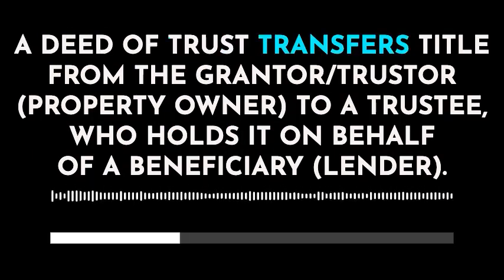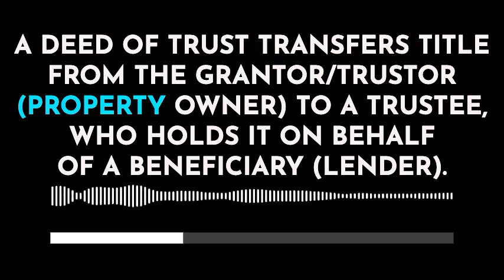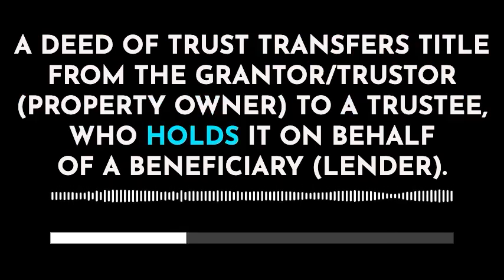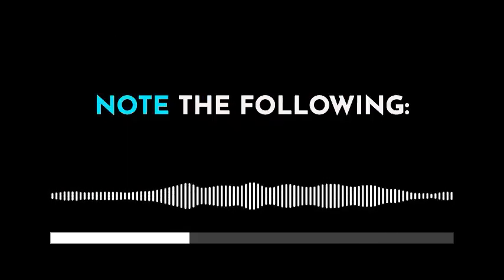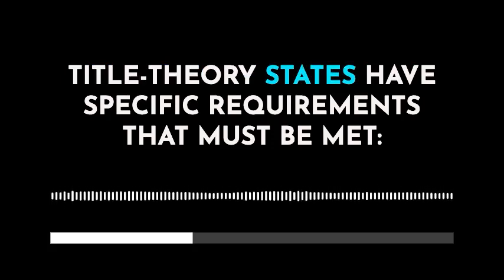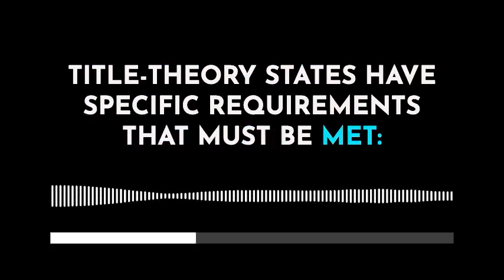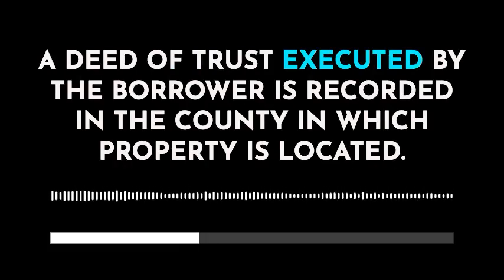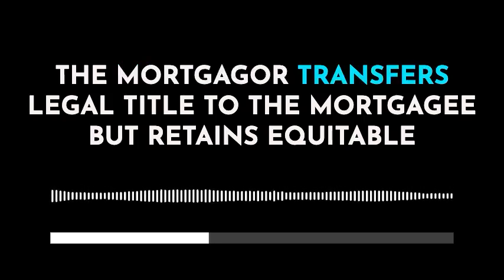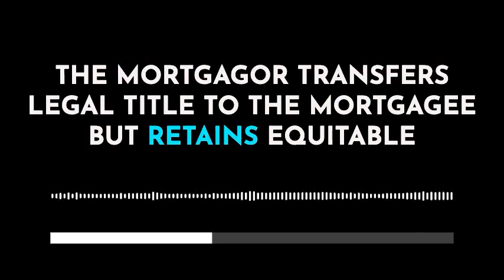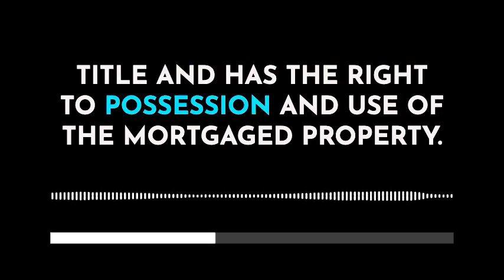A deed of trust transfers title from the grantor, trustor, to a trustee, who holds it on behalf of a beneficiary. Note the following. Title theory states have specific requirements that must be met. 1. A deed of trust executed by the borrower is recorded in the county in which property is located. 2. The mortgagor transfers legal title to the mortgagee but retains equitable title and has the right to possession and use of the mortgaged property.